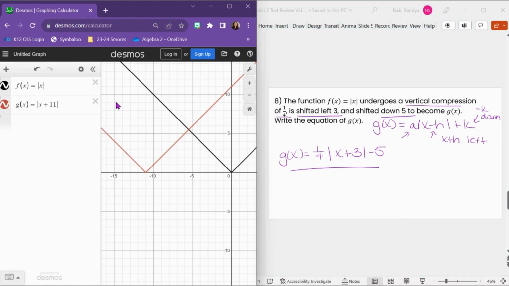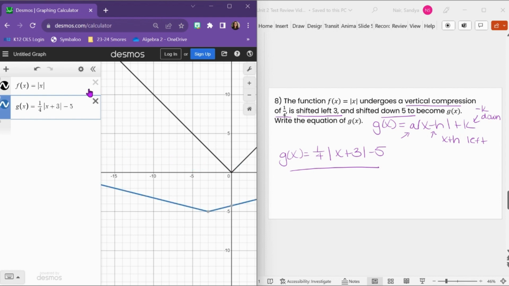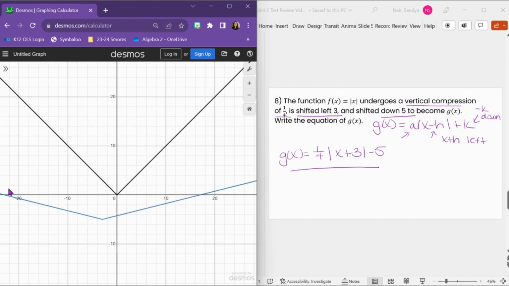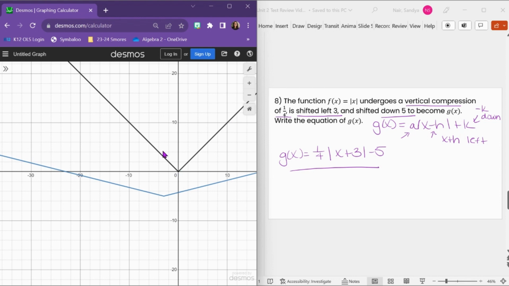But like I said, I'm not sure. So what I'm going to do is go to Desmos and type in this equation. g of x equals 1/4 absolute value of x plus 3, and then minus 5. Okay, so let's look at these two. Is it vertically compressed? Yes, it is vertically compressed. You can see this graph is a lot wider than the original.